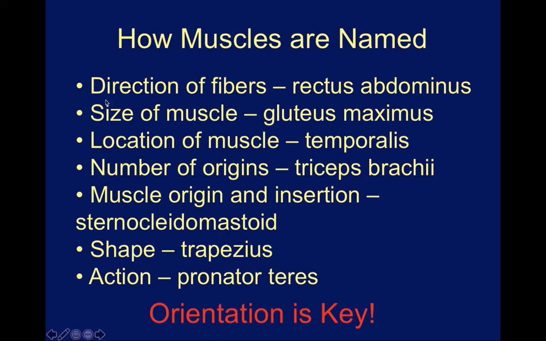We also see that the size of the muscle is another factor that can contribute to a muscle's name. For example, the gluteus maximus muscle is the largest muscle in the body. That's why we tack on this last term, maximus. We will also come to see that there is a gluteus medius muscle as well, and that's going to be a little smaller than the gluteus maximus.